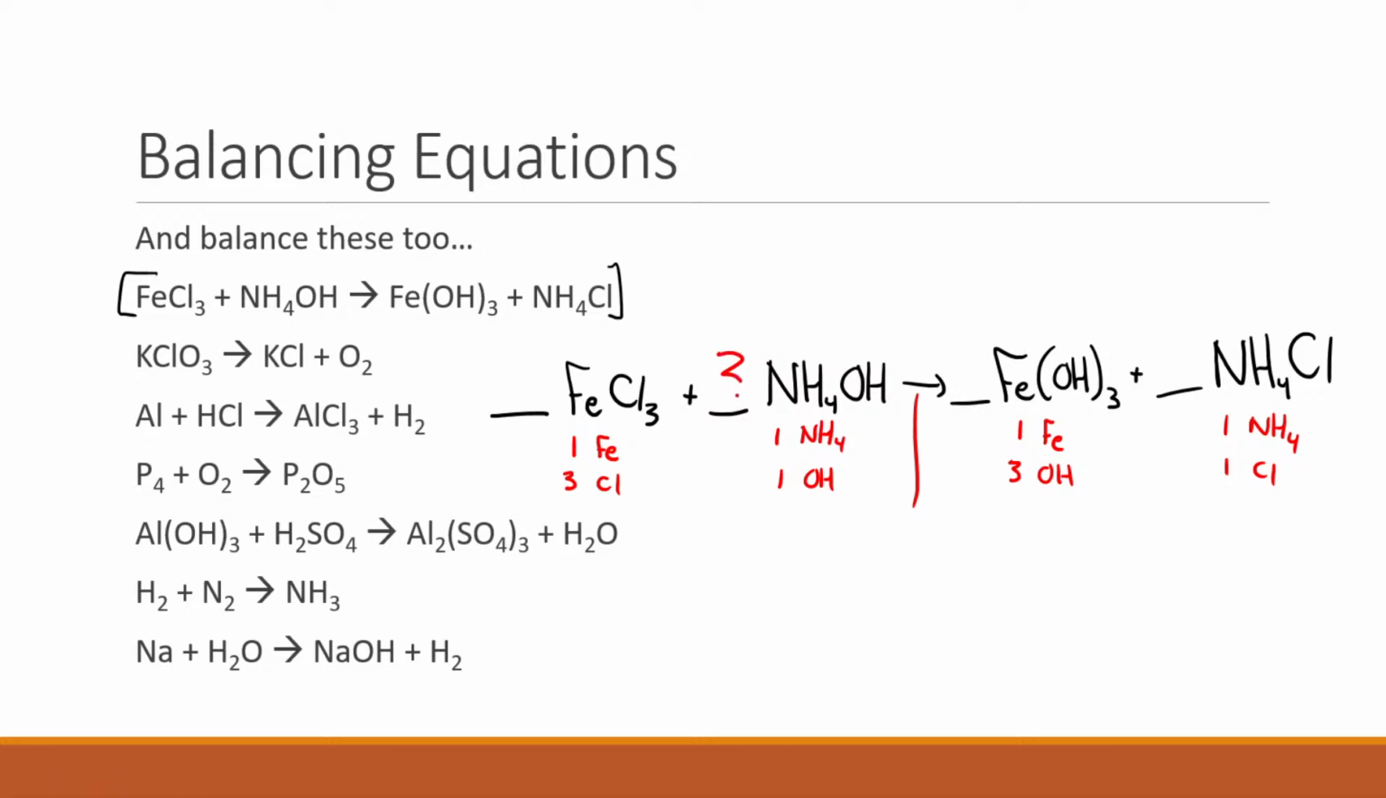When I put a 3, that means now I have 3 NH4s and 3 OHs. And now all of a sudden, these are balanced out. So that works. 3 NH4s mean I need to come over on the other side here and put a 3 in front to make these 2 into 3s. Now all of a sudden these are balanced out. And also, coincidentally, the rest is balanced out too. 1 iron, 3 chlorines, 3 chlorines.